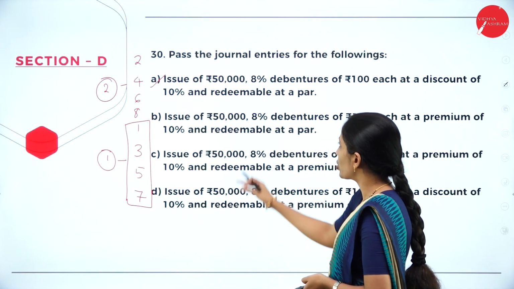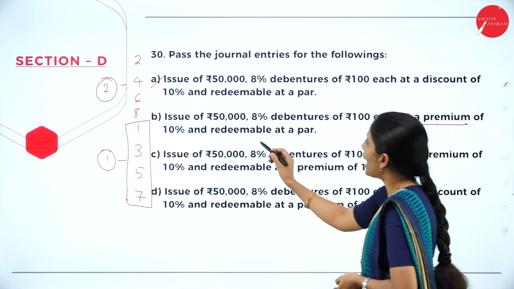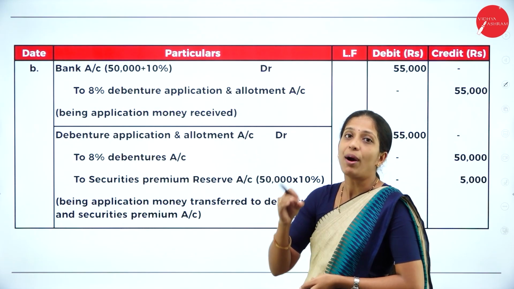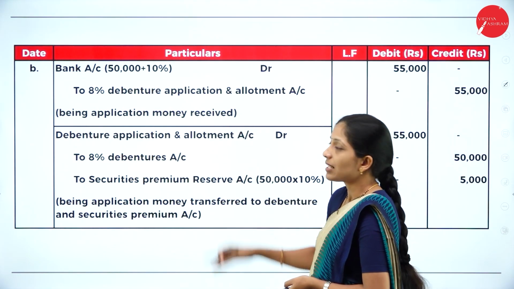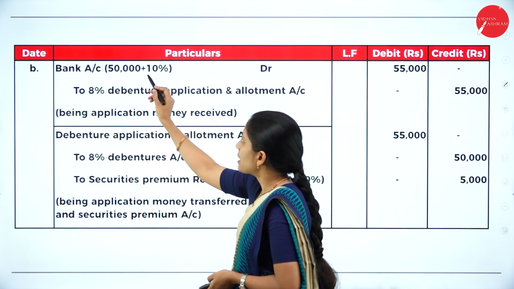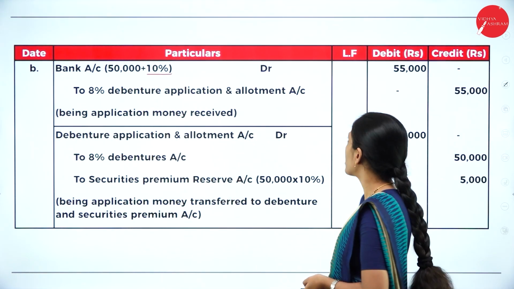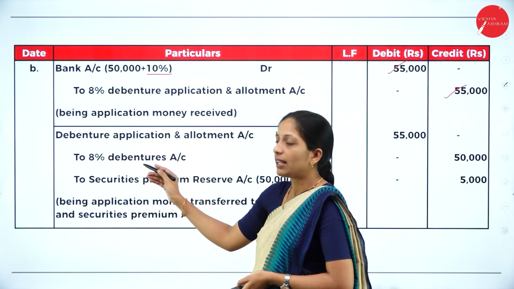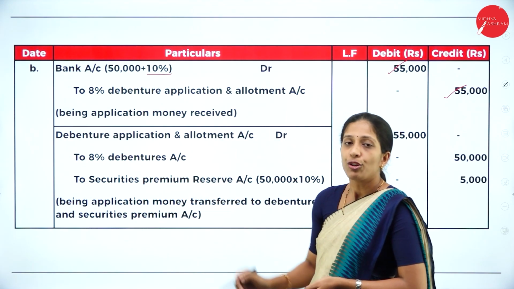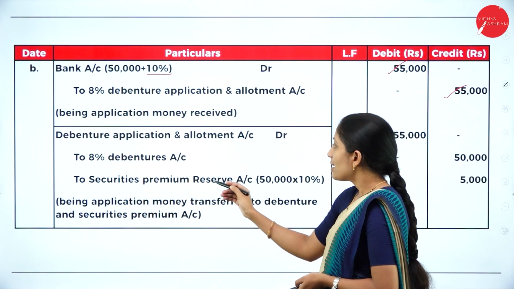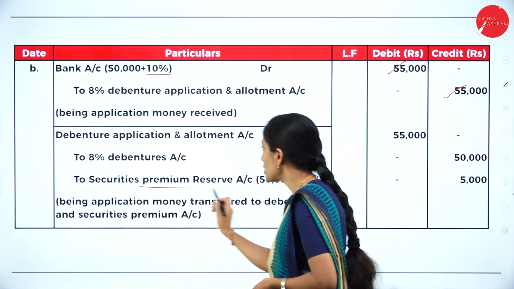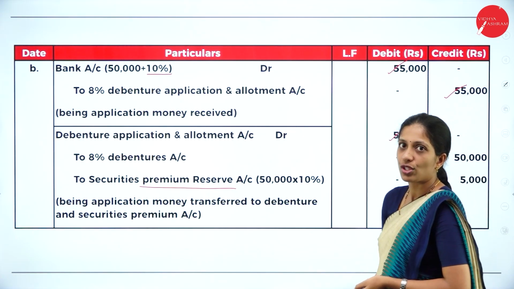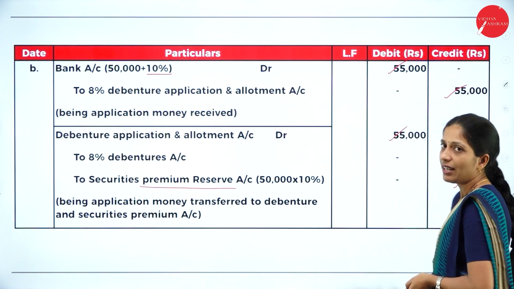Let us see the second situation. It is being issued at premium and redeemed at par. Let us see what the entry is. I have told you the 3rd entry is the same but the amount changes. So, bank account debit to 8% debenture application and allotment account. Since it is issued at premium, 50,000 plus 10%, that is 55,000. That is the application money received. Transfer entry: application and allotment account debit to 8% debentures account, and since it is issued at premium, to securities premium reserve account, 50,000 into 10%. So, your amount will be 55,000 here, and here 50,000 and 5,000.